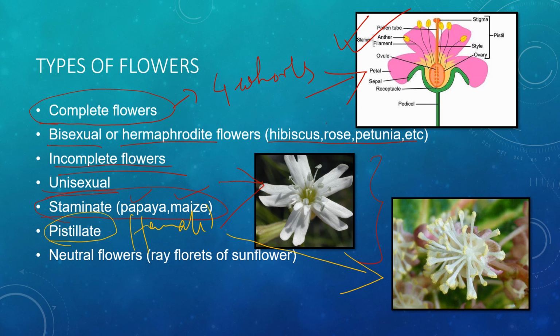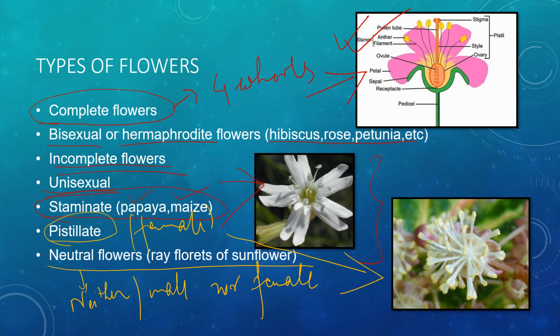Is it clear? Now there are flowers which have neither a male part nor a female part. Such flowers are called neutral flowers. Like the ray florets of sunflower, neither male parts nor female parts are present.